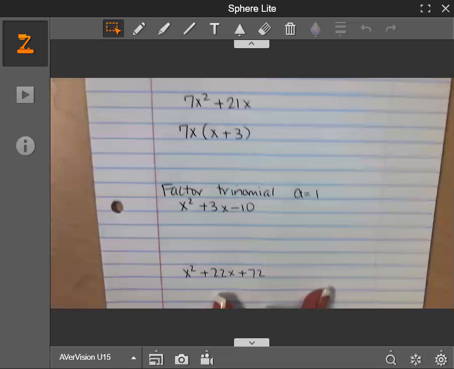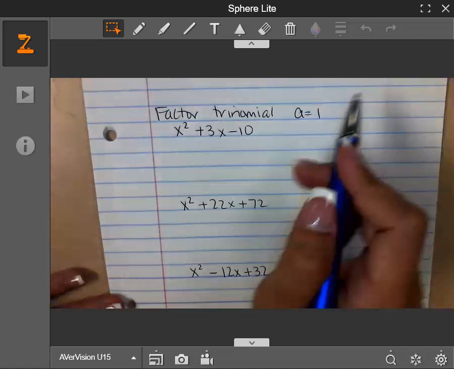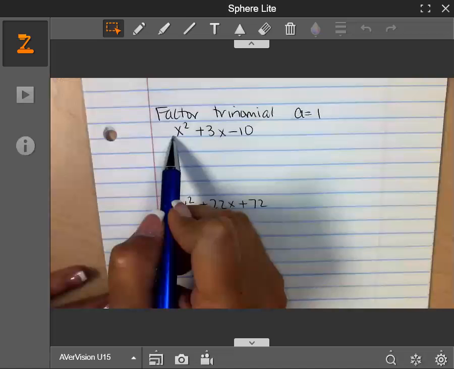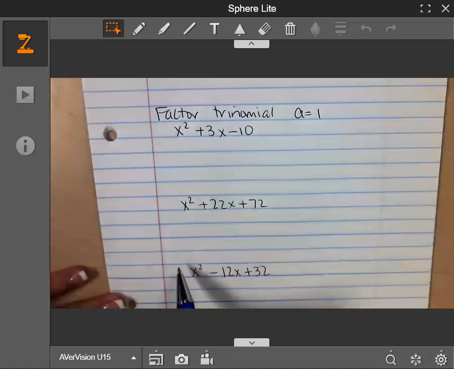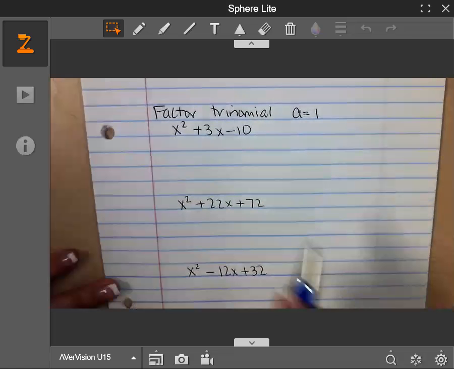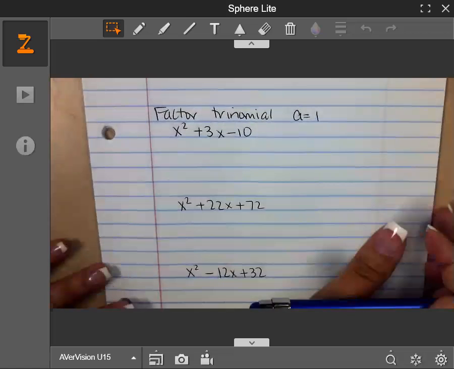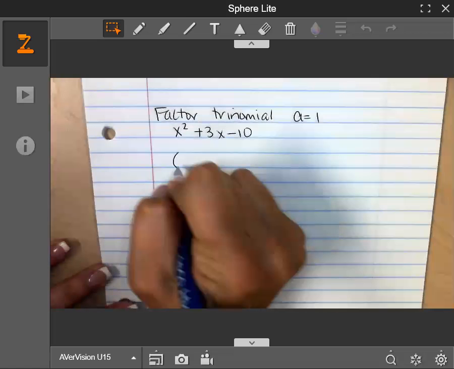Now we're going to talk about factoring out a trinomial. When the a value is 1, that means what's in front of the x squared is just 1. So there's nothing written there, so the a value is 1. And there are 3 terms here. In this case, you want to start off by setting up your parentheses.